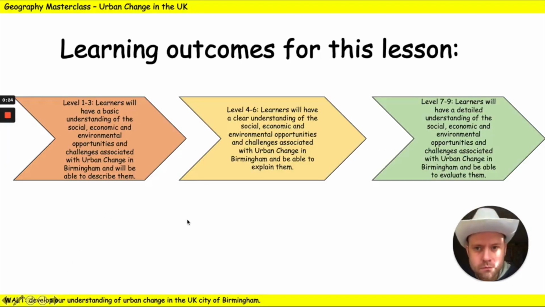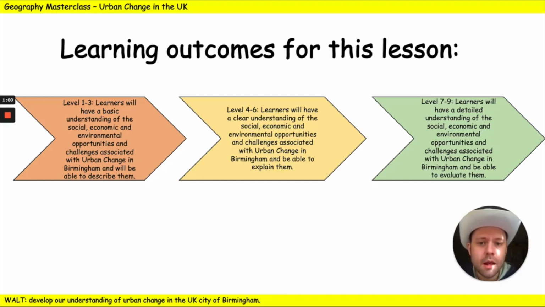Now, the learning outcomes from this lesson, so this is what you need to achieve really to be successful. Have a look at your target grade and think, can I reach that? How do I reach it? So level 1 to 3 then, learners will have a basic understanding of the social, to do with people, economic, jobs and money, and environmental opportunities, good things, and challenges, not so good things, associated with urban change in Birmingham, and you'll be able to describe them.